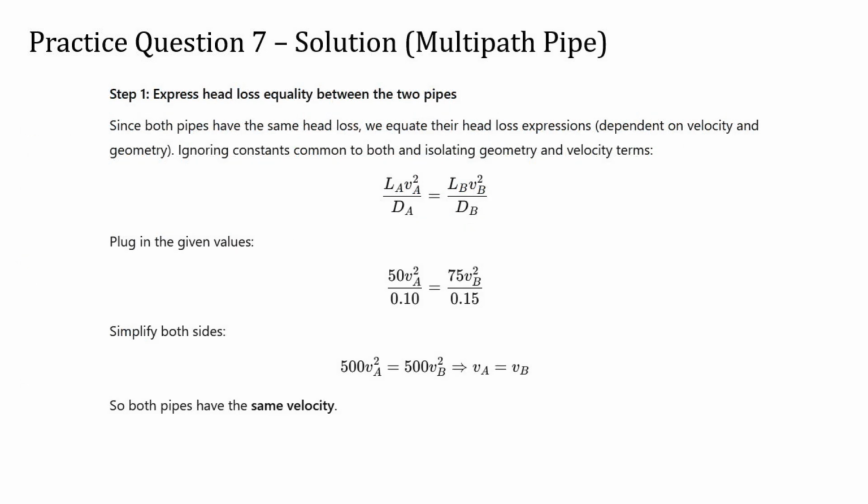To determine the flow rate through pipe A in this parallel piping system, we begin by using a key assumption provided in the problem. The head loss is the same in both pipes. This is typical for parallel flow systems, and it allows us to equate the expressions for head loss in each pipe. By setting the two head loss expressions equal to one another and simplifying with the provided dimensions, we find that the velocities in both pipes must be the same. This simplifies the rest of the analysis because we no longer need to treat the velocities separately for each pipe.